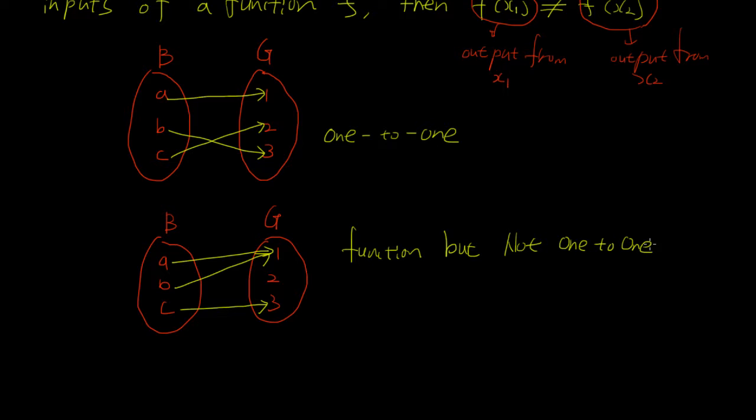Why? Because to be one-to-one, you have to have a different boy for a different girl. But look at this right here. These two boys like the same girl. Different input is supposed to produce different output, but different input produces the same output. Then this is not a one-to-one case. So a one-to-one function means different input and different output. Okay.